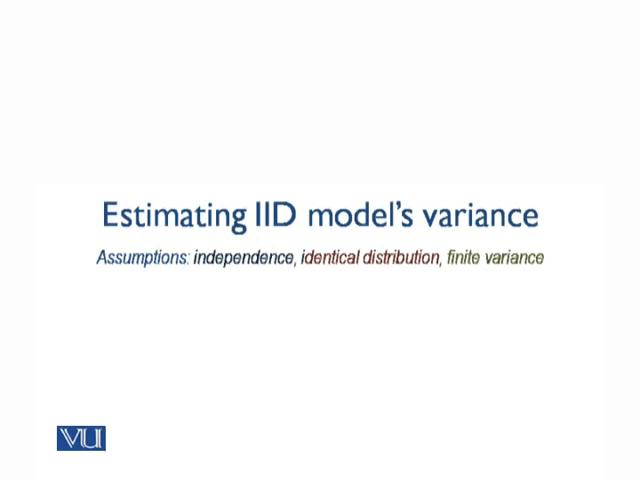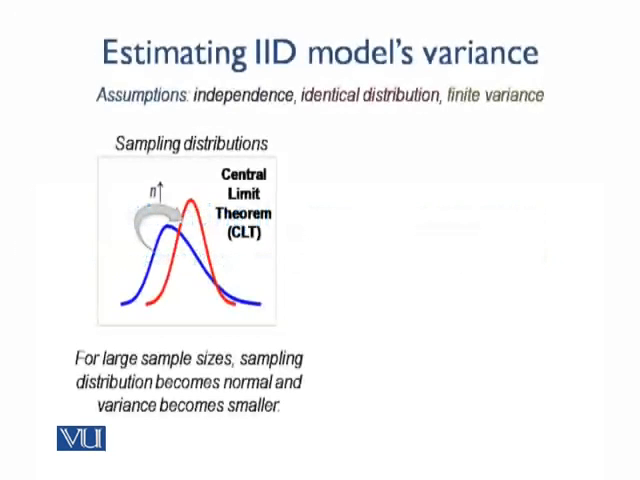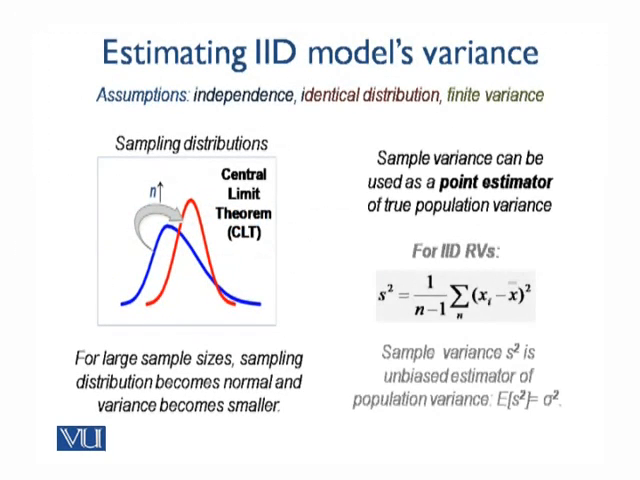So we have a sample. On the basis of that, we are inferring about the population. The variance of the sample can be considered as a point estimate of the variance of the population if the sample is large enough. And for IID random variables, the sample variance, defined as shown on the slide, actually is an unbiased estimator of the population variance. In other words, the expected value of S square is the same as sigma square. So that is good. Again, this only holds for IID random variables.